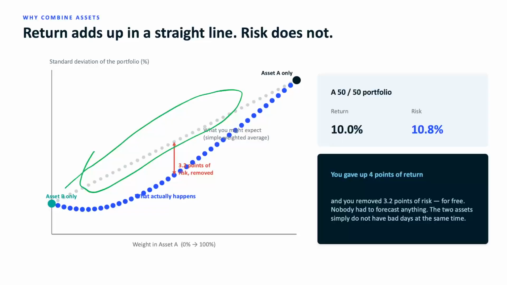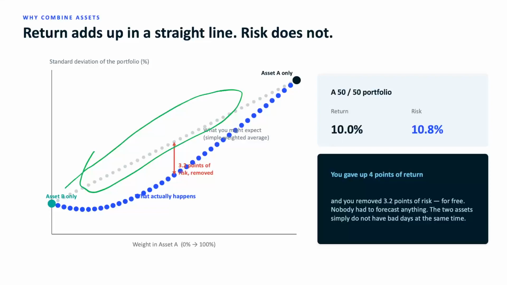The straight line says 14% risk. The blue line delivers 10.8, so 3.2 percentage points of risk gone. Now think about what you had to do to get that. You didn't forecast anything. You didn't time the market. You didn't find a mispriced security or outsmart anybody. You just held two things instead of one, and the risk fell. This is the closest thing to a free lunch that finance has, and it's the reason the profession exists. Now, why does it happen? Because asset A and asset B don't have their bad days on the same day.